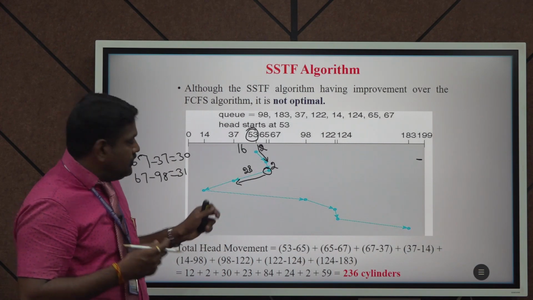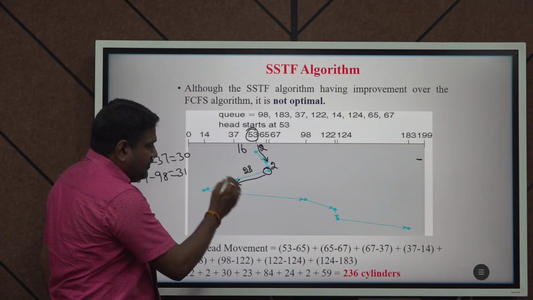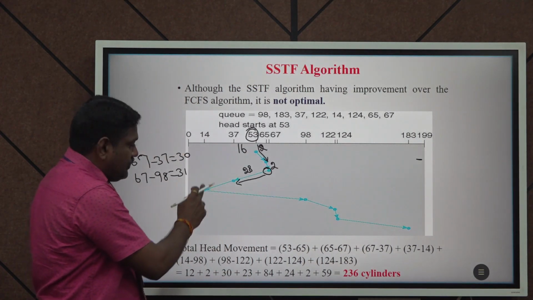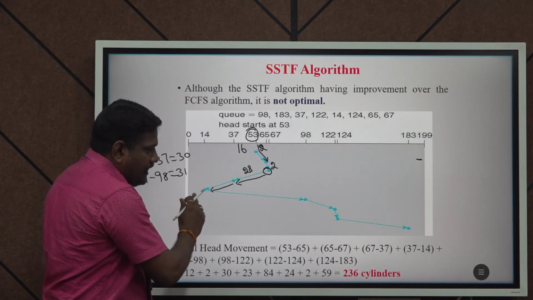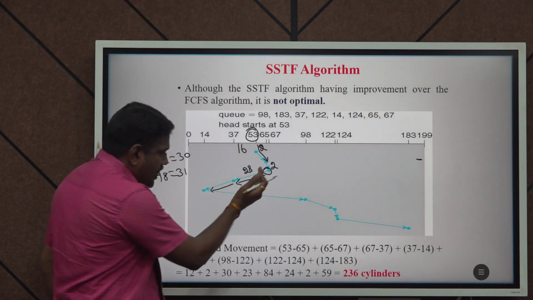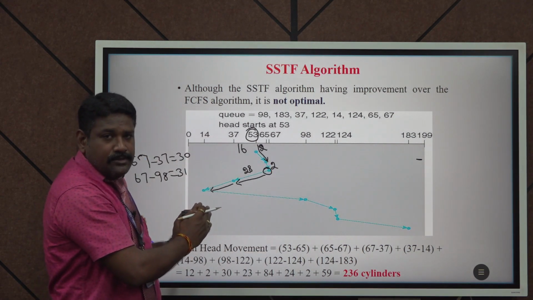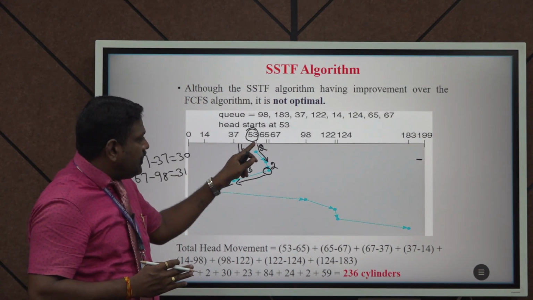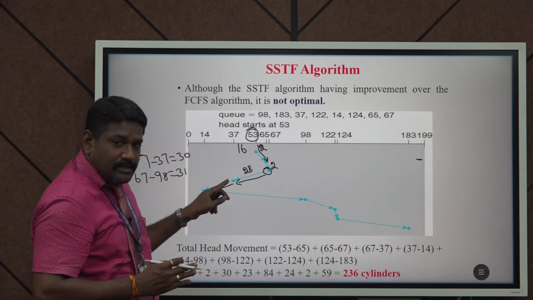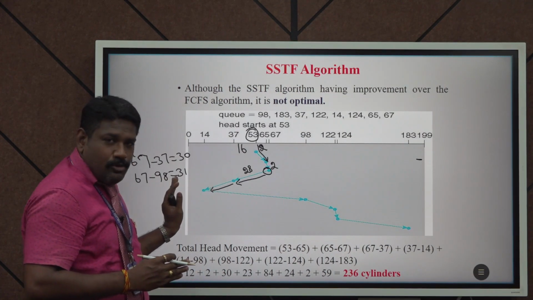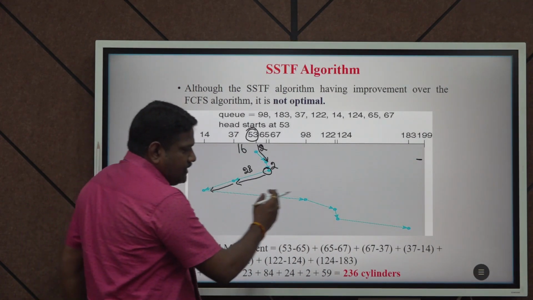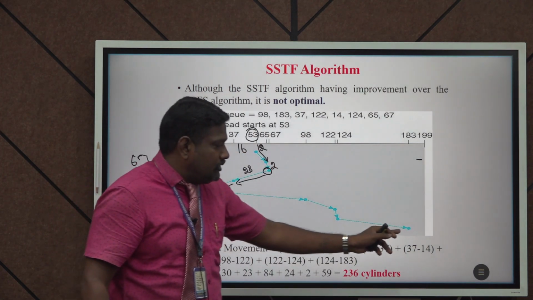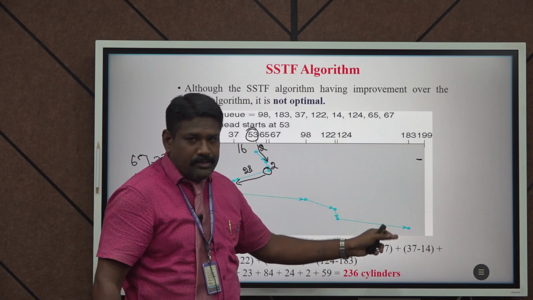Then from 37 again we have to consider 14 and 98. Obviously 14 is going to be the smallest value. Then we are visiting 14. After that, all the values on the left hand side are completed. So we started at 53, then we went to 65, 67, 37 and 14. There is no value on the left hand side. All the next head positions are on the right hand side. So we are visiting all the values one by one until the last value, that is 183.